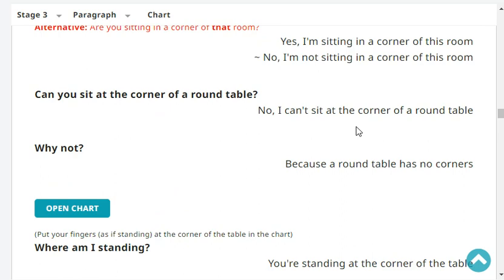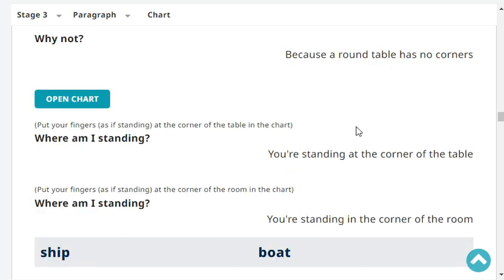Can you sit at the corner of a round table? No, I can't sit at the corner of the round table. Why not? Because a round table has no corners. Very good.